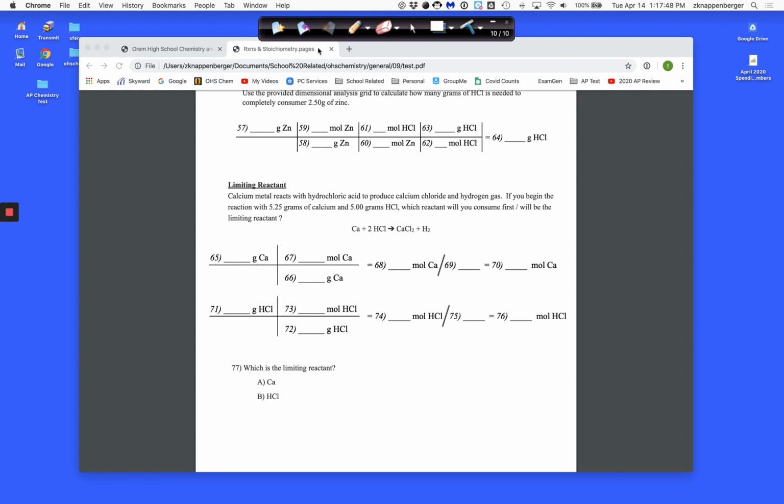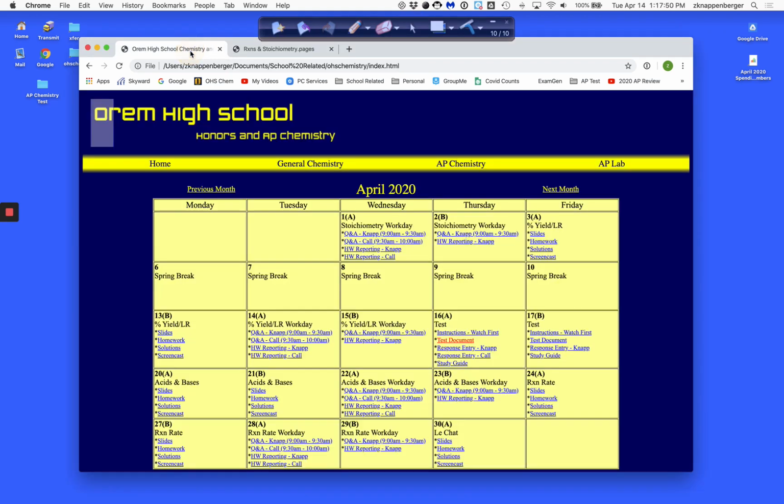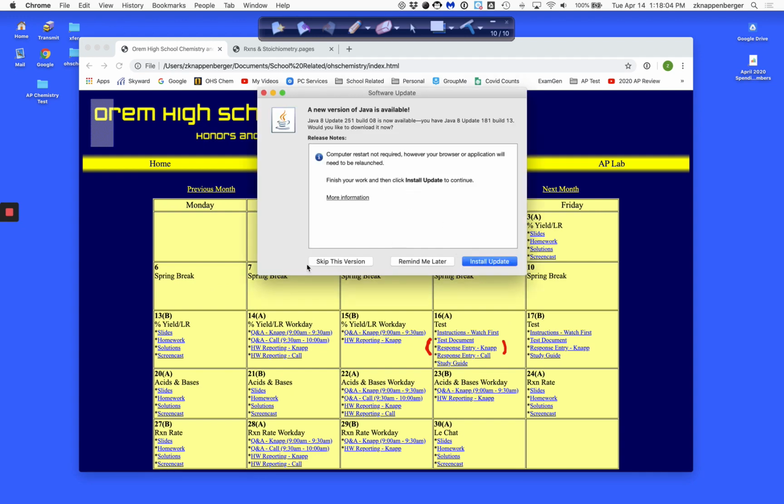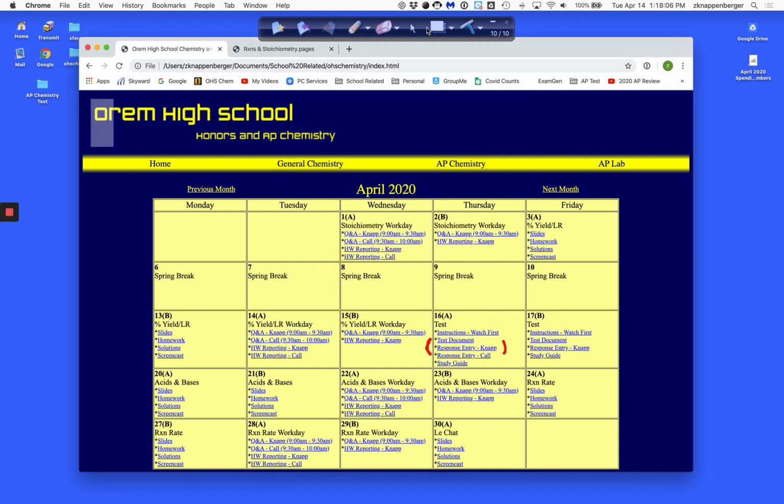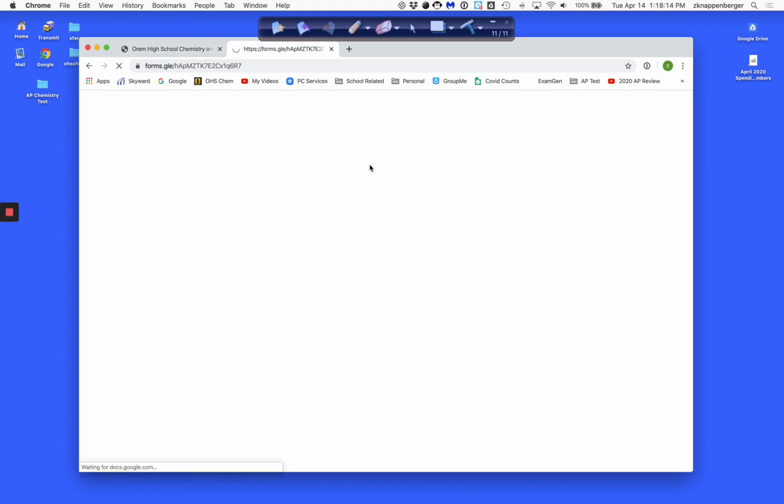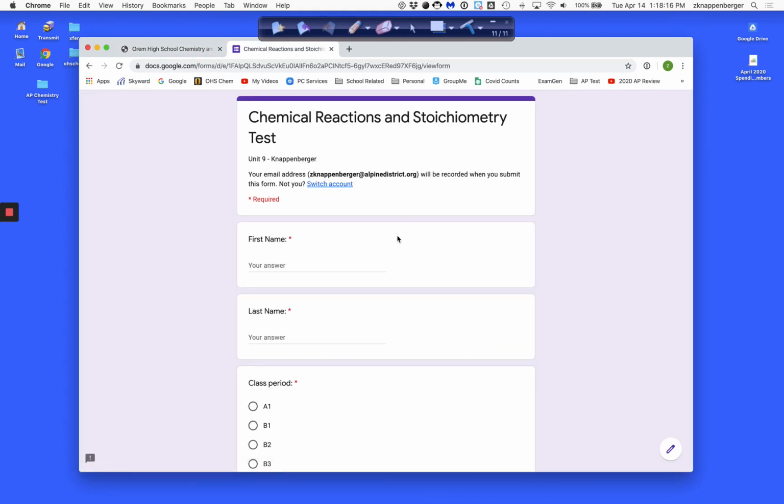So with that said, let's go back for a second now, and let's look at what it looks like to then enter your score, enter your responses for the test. So we will do this as if you're my student. Notice here, it says response entry for me. So within that response entry, we will go ahead and click on that link right here, and you'll notice that it opens up a Google form.